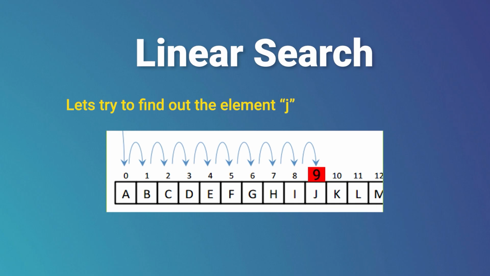You will find that at index 9, my search element J matches with the array element J, and therefore my searching will be stopped because I have already found the element in the array. I will say that the element is present in the array at the position of index 9. So this will be the output of my algorithm.